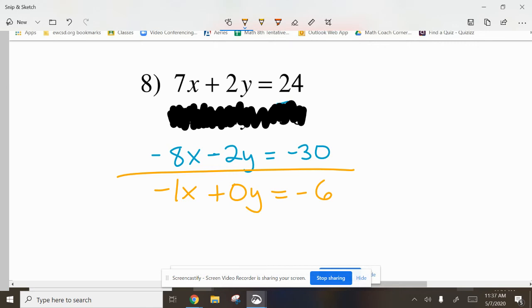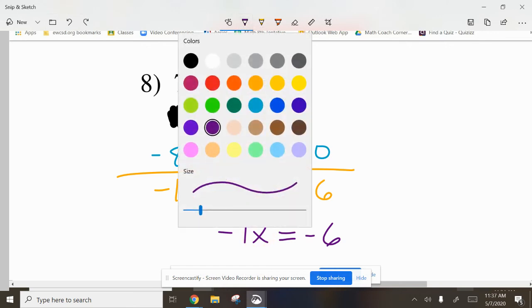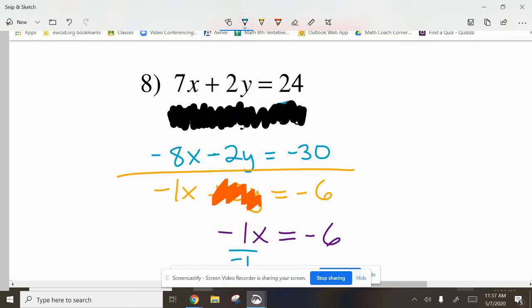All right. And you should know this cancels out. We don't have that anymore. 0y is gone. That's why we call it elimination. We eliminated it. And I have -1x equals -6. Think about this idea. What times -1 is going to equal -6? And we're going to do the math the way we know. We're going to divide -1 to both sides. -1 and -6. You did that division.